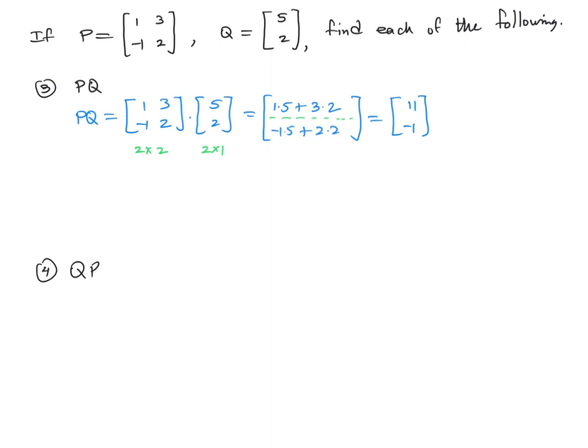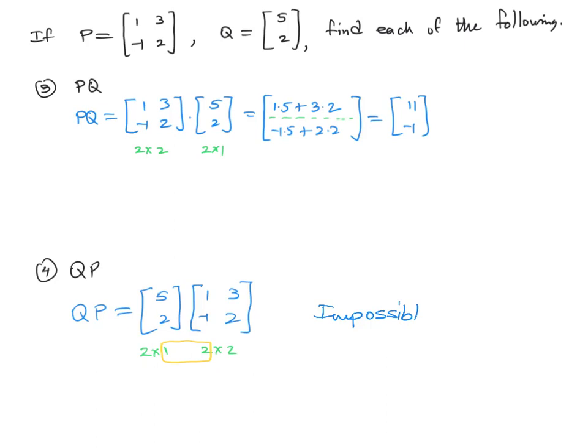Now, if I want to do QP, well, QP is going to be the 2 by 1 matrix 5, 2 times the 2 by 2 matrix 1, 3, negative 1, 2. Oh, wait a minute. These dimensions do not match. In fact, I probably could have seen that from the beginning. I didn't really need to write this down. So this is just impossible. There is no product here, Q times P. So P times Q works, Q times P does not work. Yet another example of why matrix multiplication is not commutative.